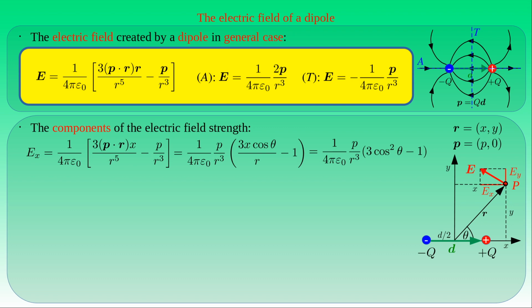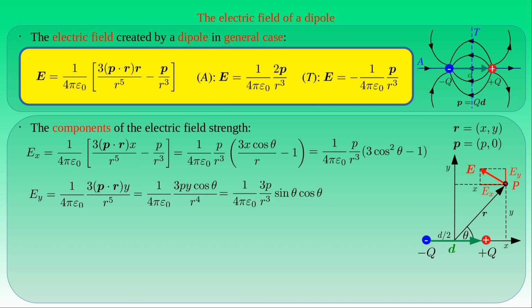The y component of the electric field strength is given by 1 over 4 pi epsilon naught, times 3 times the dot product of the vectors p and r times y divided by r to the 5. This expression can be written as 1 over 4 pi epsilon naught, times 3p times y times cosine theta divided by r to the 4. Since y divided by r is equal to sine theta, we obtain 1 over 4 pi epsilon naught, times 3p over r cubed, times sine theta times cosine theta.